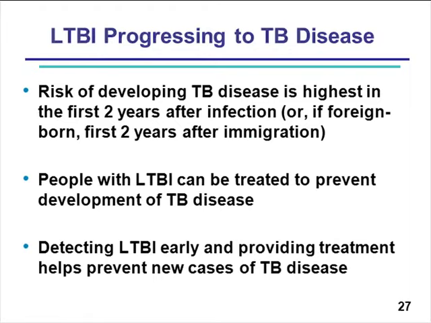The risk of developing TB disease is highest in the first 2 years after infection, or if foreign-born, the first 2 to 5 years after immigration. Patients with diagnosed LTBI can be treated to prevent development of TB disease. The diagnosis of LTBI early and providing treatment helps prevent new cases of disease. And that is one of the key goals of contact investigations: identify LTBI patients, prescribe treatment to prevent future disease.